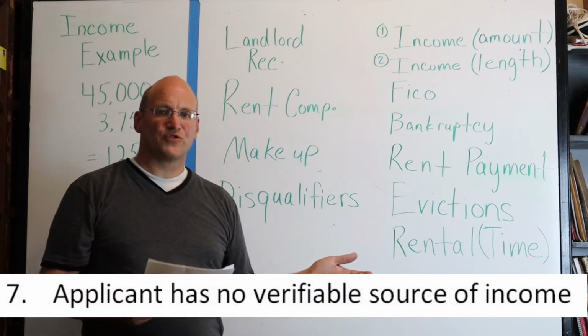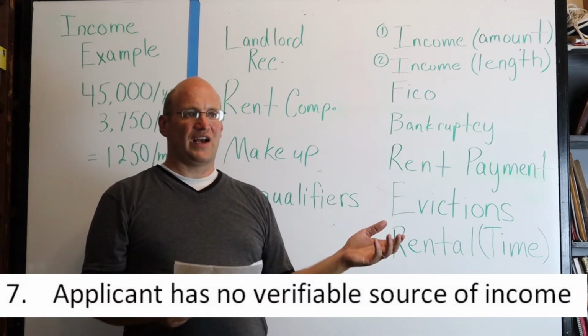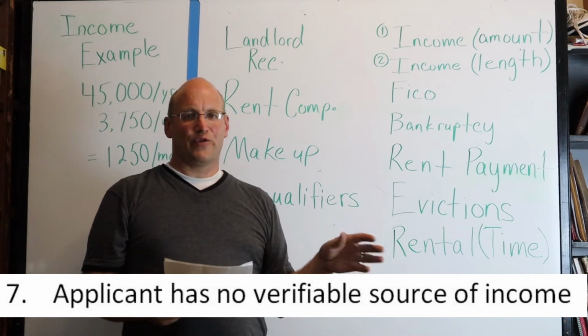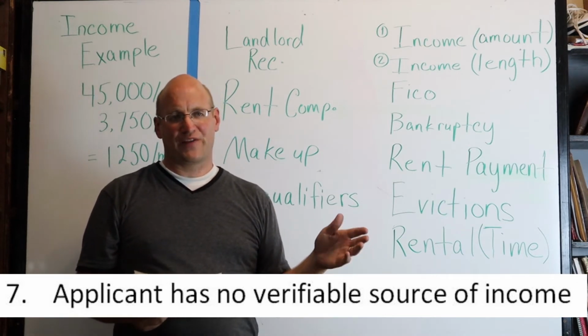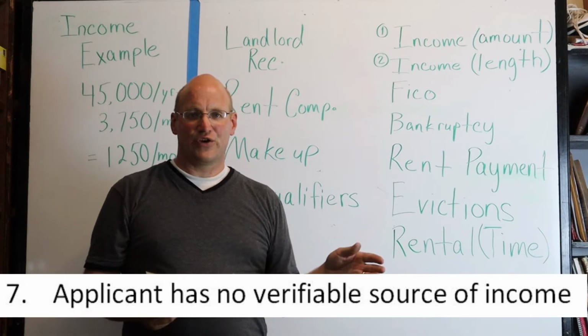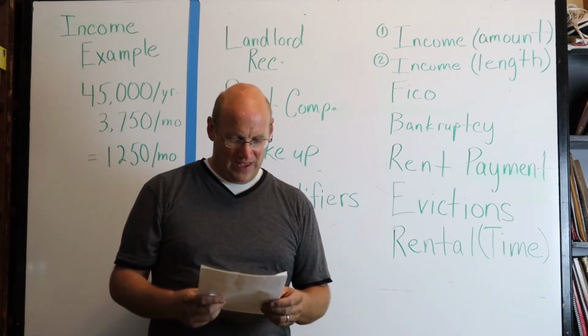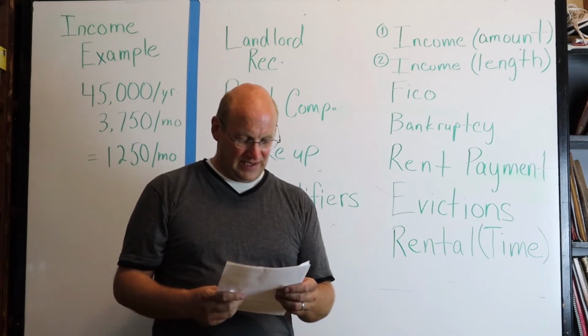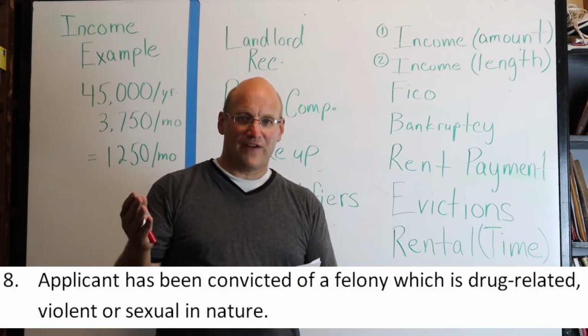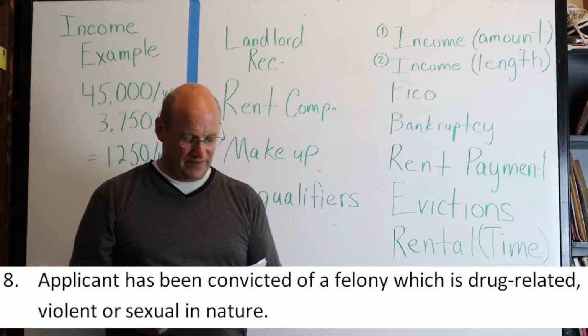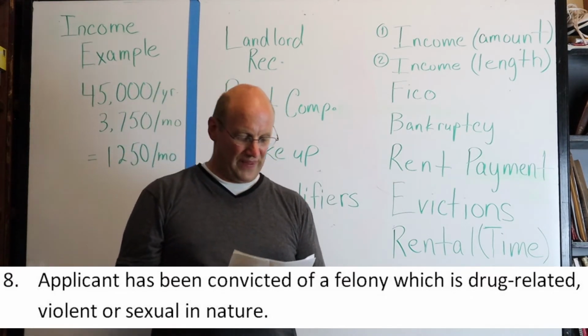Then a verifiable source of income. So if somebody's got just cash coming in their bank account, unless they have a really good explanation, like they're a contractor or something, it could lead you to believe there's something sketchy there that you'd want to avoid. Let's see. Felonies for sexual or violent, drug-related. He has that as a disqualifier.